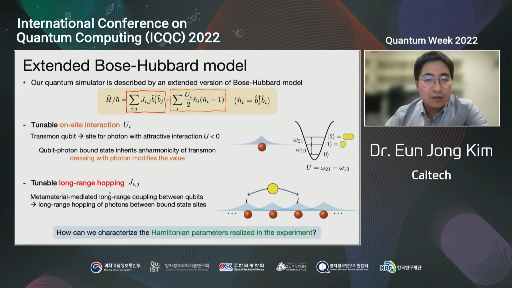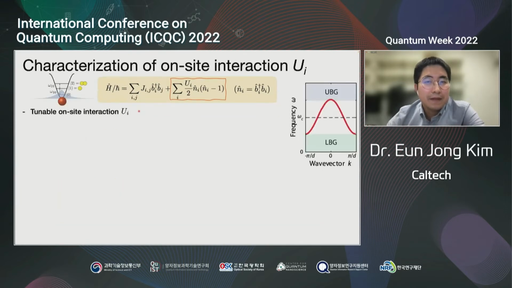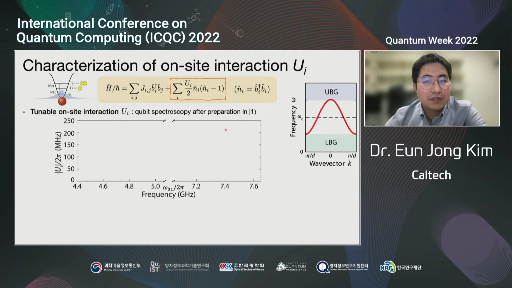And now that we have a basic theoretical understanding of the system, we may ask how we can characterize the Hamiltonian parameters that are realized in the experiment. The most basic method for characterizing the on-site interaction is to perform qubit spectroscopy after initialization into its first excited state. And if we plot the measured anharmonicity value as a function of the first transition frequency of the qubit, we find the unique dependence in both the bandgaps.